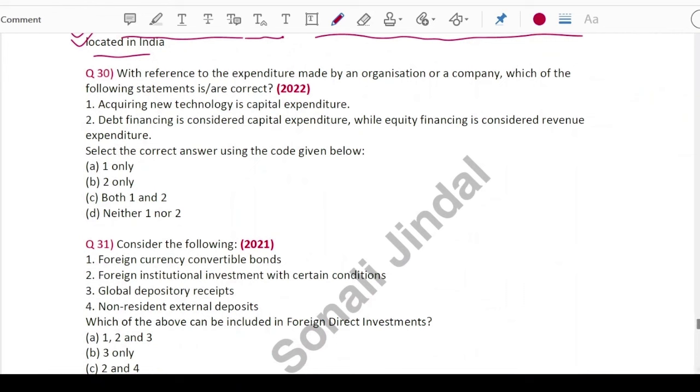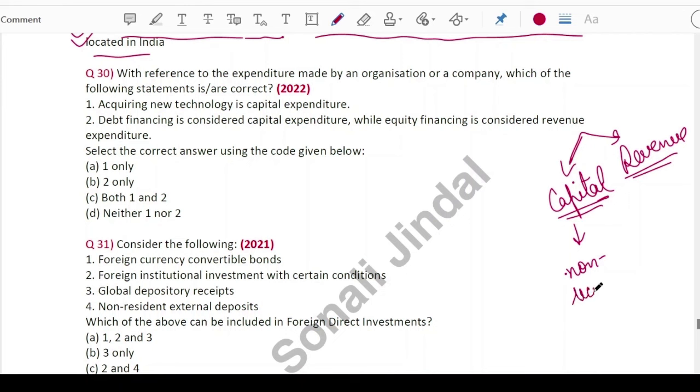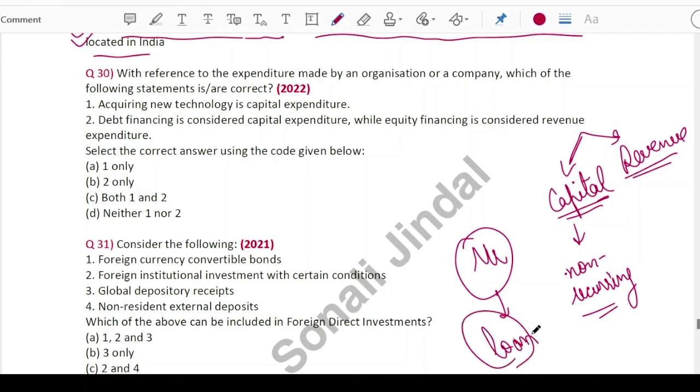Here in this question, firstly, we will revise the concepts that we have read in the first balance of payment lecture. Here, capital and revenue. Let's understand the difference between capital and revenue. Capital kya hai? It's non-recurring in nature. Jo ke har bar na ho. For example, Mr. A gets a loan from the bank. क्या ये हर बार लोन लेगा? नहीं. सो इट्स अ कैपिटल. सैलरी उसको हर बार आएगी? यस. सो इट्स अ रेवेन्यू इन नेचर.